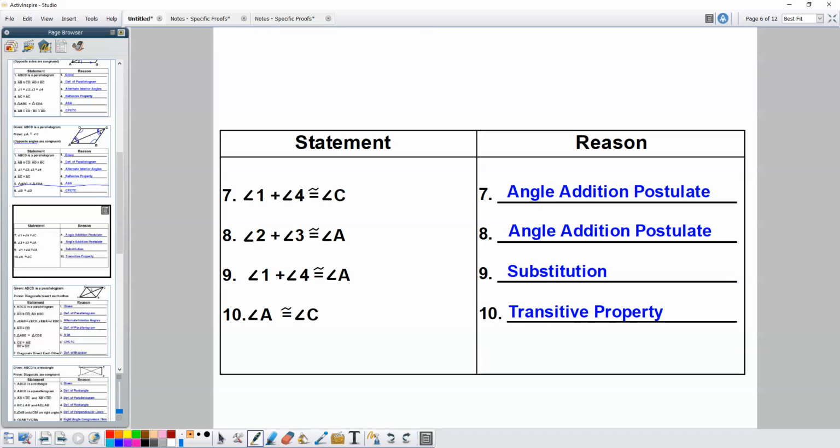We use angle addition postulate. We substitute it in, and then transitive property. We got that 1 plus 4 is equal to A, and 1 plus 4 is also equal to C. So it's like A equals 1 plus 4 equals C, and then we marked out the middle for transitive property.